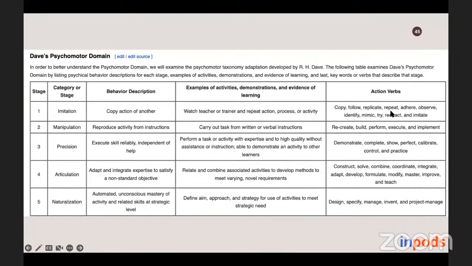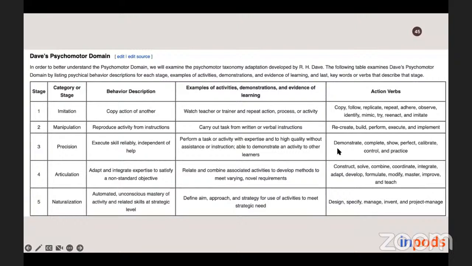Action verbs are copy, follow, replicate, repeat, adhere, observe, identify, mimic, try, reenact, or imitate. So this is what is expected competence here. Let's go to precision. Execute skill reliably, independent of help. Perform a task or activity with expertise and to high quality without assistance or instructions, able to demonstrate an activity to other learners. So demonstrate, complete, show, perfect, calibrate, control, practice. These are the action verbs.